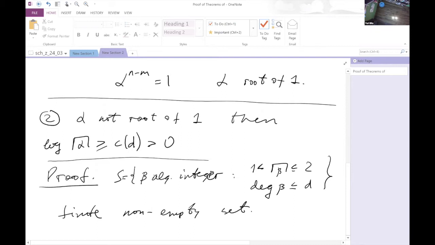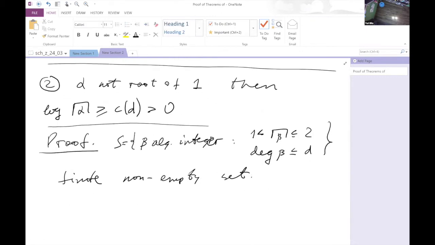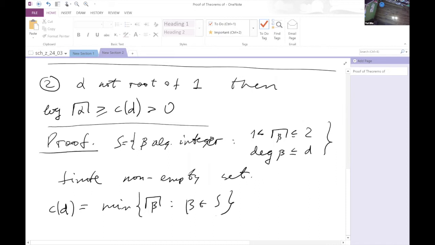And since it is finite, it's non-empty because, for instance, 2 is there. And since this set is finite, it has an element with smallest house. So we denote by C of D the smallest house of elements of this set. And then we're clearly done.